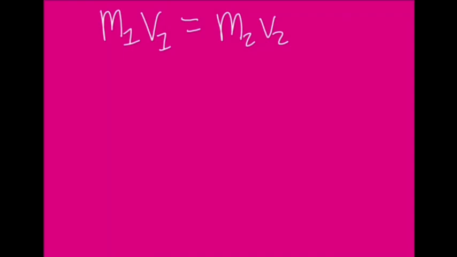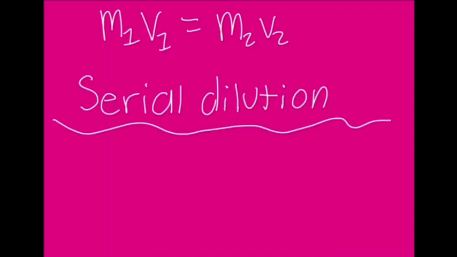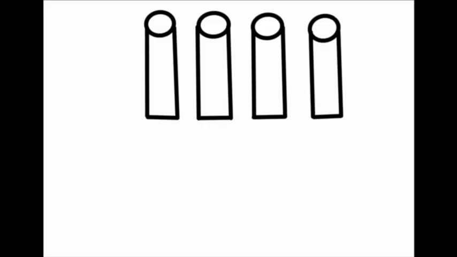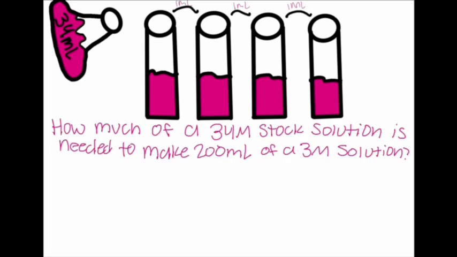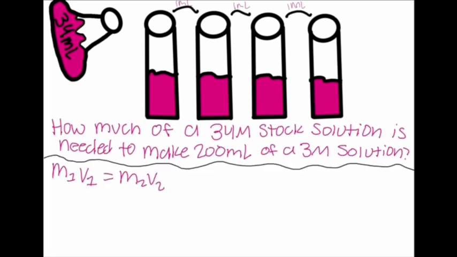Hi, this is Keely, and I'm going to be explaining M1V1 equals M2V2 serial dilution problems. I'm going to display an example problem to better explain it. The problem displayed reads how much of a 34 mole stock solution is needed to make 200 milliliters of a 3 mole solution. First step is knowing the equation M1V1 equals M2V2.